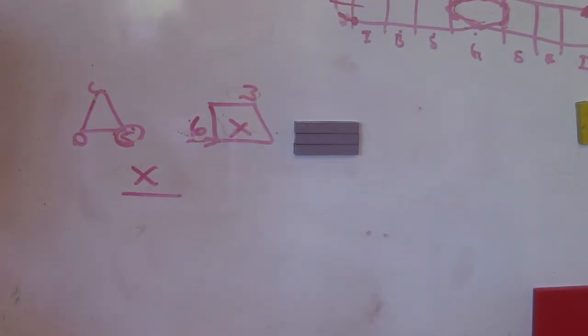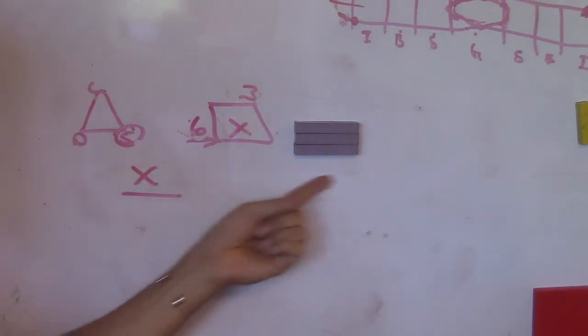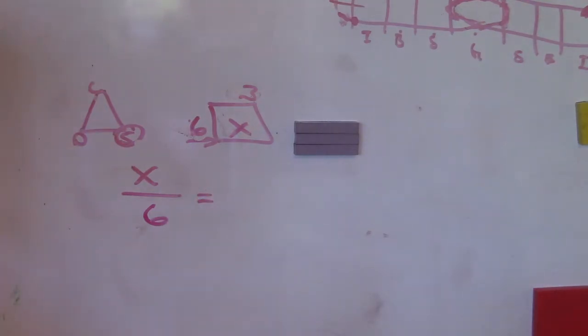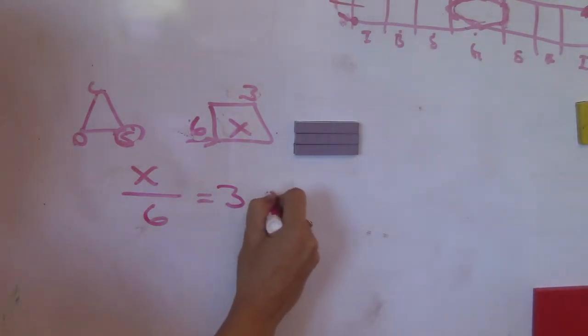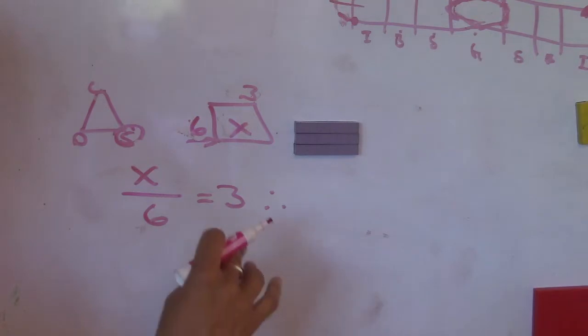X divided by 3. Wait a minute. X divided by what? 6. Is the same thing as 3. Therefore, what must x be? 8? X must be 8? Are you out of your mind? 18. Okay, there you go.